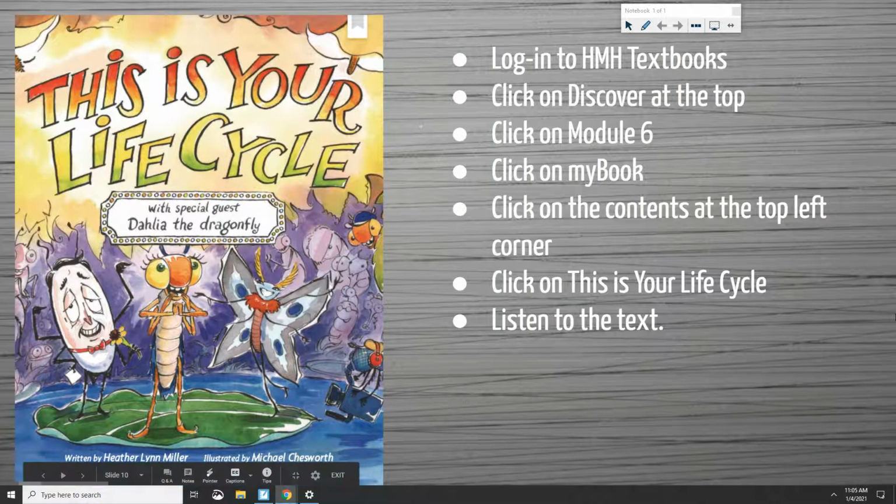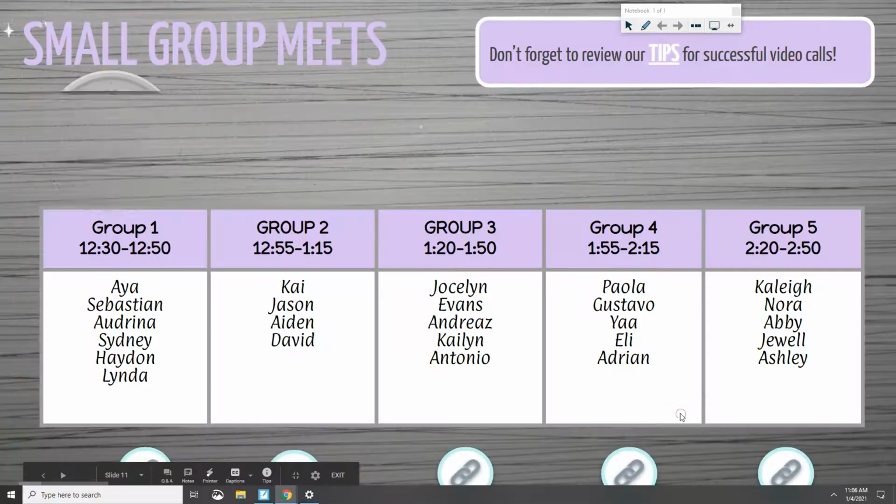All right, so here's what you guys are going to do. You're going to be reading this book. This is your final activity. This is your life cycle. And the way that you do it is you're going to log into HMH textbooks, click on Discover at the top, click on Module 6, click on My Book, and then at the top left, you're going to click on the contents, and then click on This is your life cycle, and you can listen to the text, but I want you to listen to it before tomorrow so that we can talk about this in our group tomorrow.